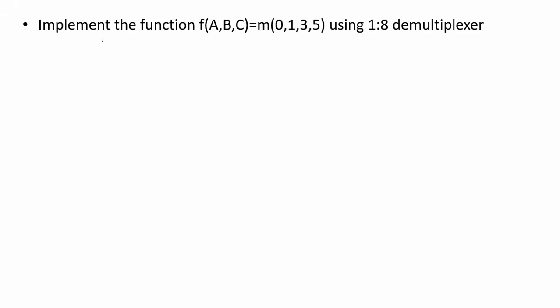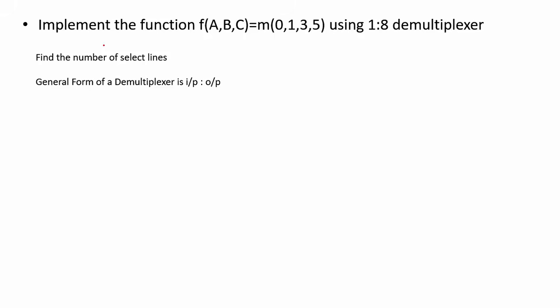Here we are asked to implement the function f of a, b, c, which is a summation of minterms 0, 1, 3 and 5 using a 1 to 8 demultiplexer. So the first step will be to identify the number of select lines. To identify the number of select lines, we can compare the given demultiplexer with its general form.